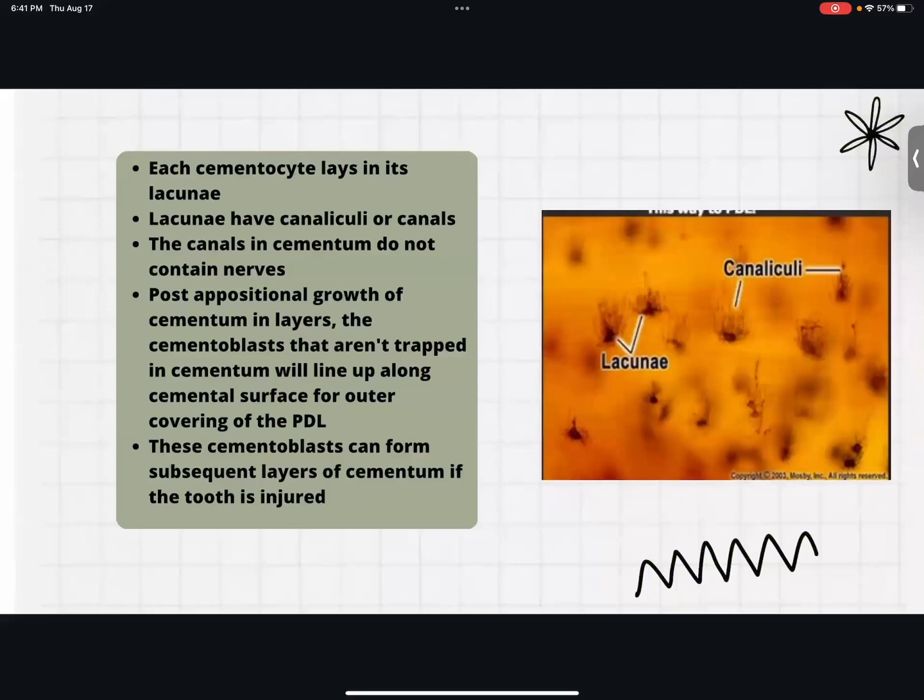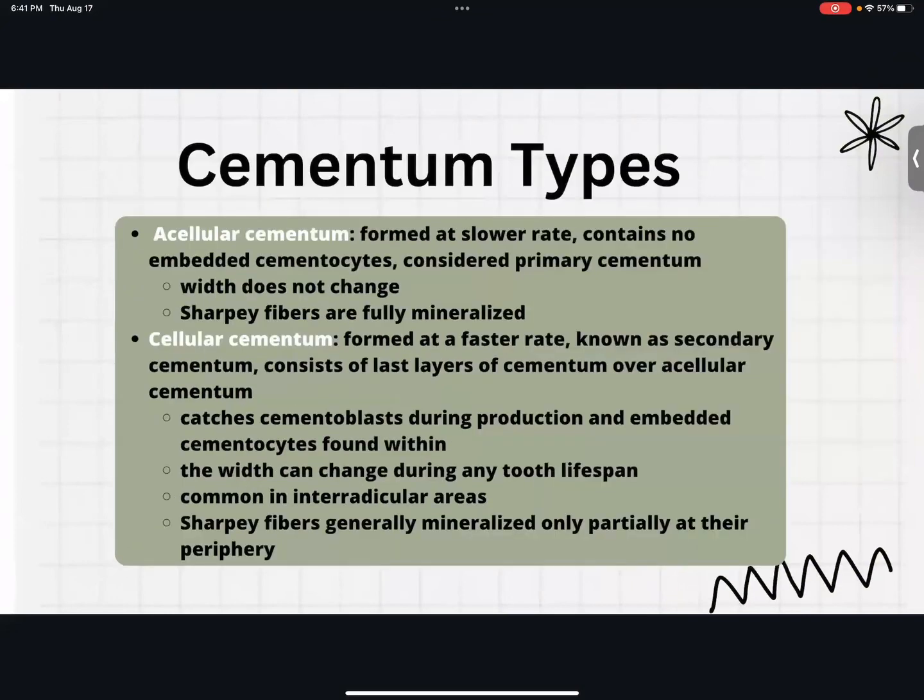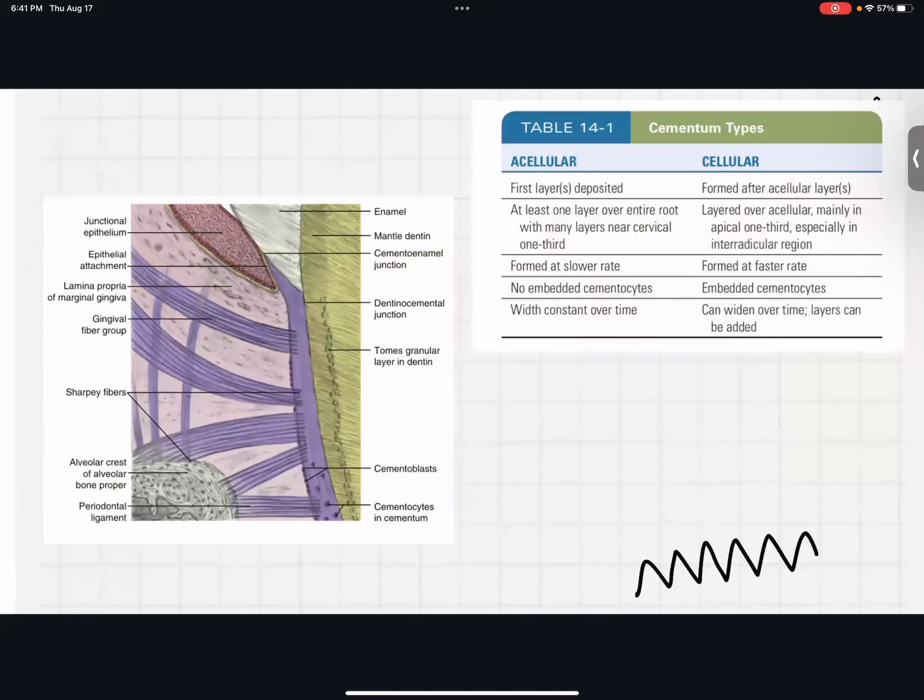Each cementocyte lays in its lacunae. These cementoblasts can form subsequent layers of cementum if the tooth is injured. We have acellular cementum and cellular cementum. They're complete opposites, one at a slower rate, one at a faster rate.